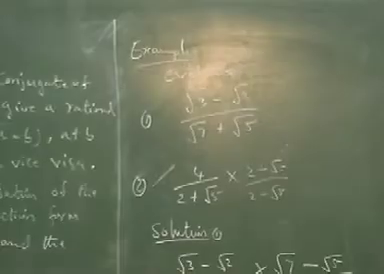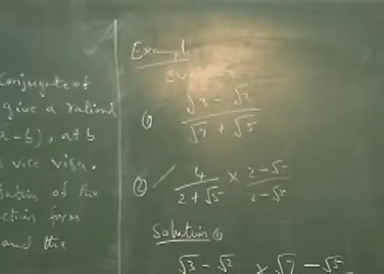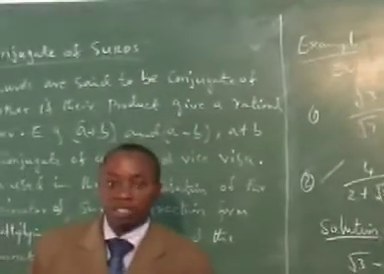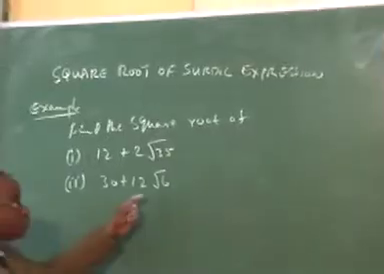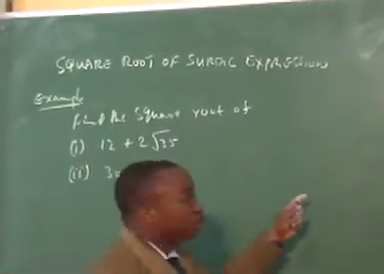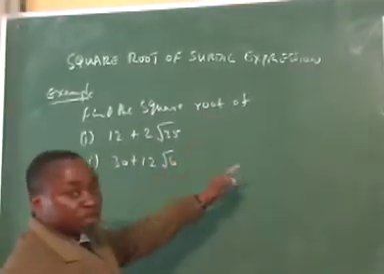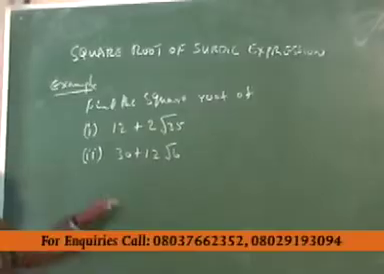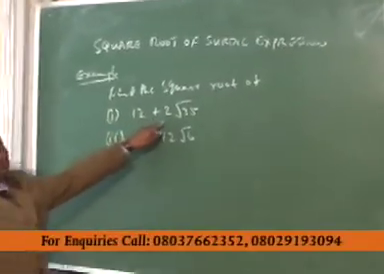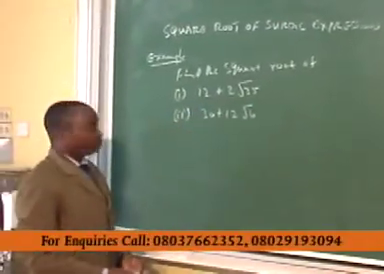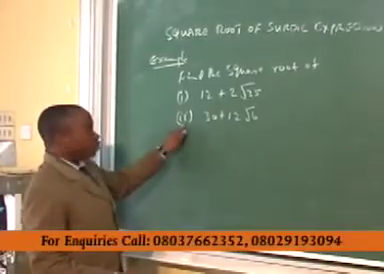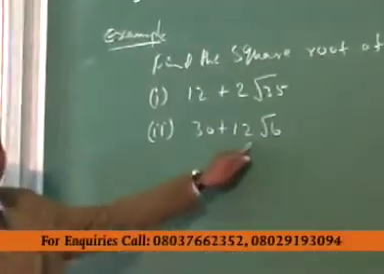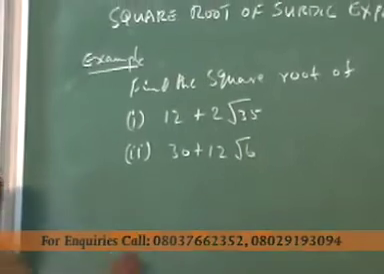That is an exercise. So let's look at the next topic, square root of surdic expressions. We are looking at square roots of surdic expressions. For example, find the square root of 12 plus 2 root 35. Number 2, 30 plus 12 root 6. Let's take the solution.